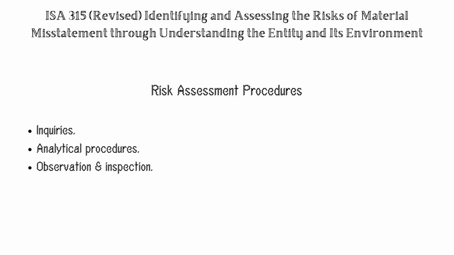ISA 315 requires auditors to perform specific risk assessment procedures to identify potential risk of material misstatement. This includes inquiries, asking management, internal auditors, and other staff for information about possible risk, and analytical procedures, using data analysis to spot unusual trends or relationships. For example, a sudden jump in expenses without a clear reason could signal risk. And also observation and inspection, looking at documents, reports, and even the client's facilities to gain insights. It's important to note performing these procedures does not give enough evidence on its own for an audit opinion. They only help us plan the audit more effectively.